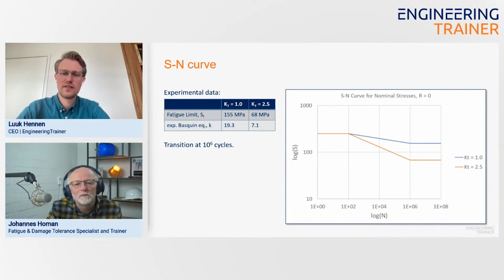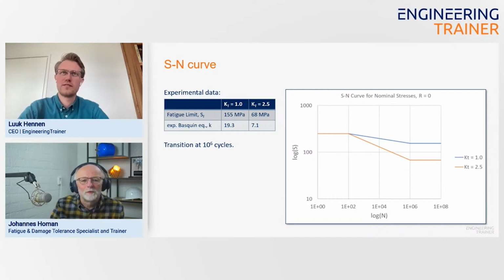155 is the fatigue limit for KT1 and 68 for 2.5. If you divide 155 by 2.5, you would probably get a bit different value, but the 68 MPa is then, in this case, the actual data derived from tests.